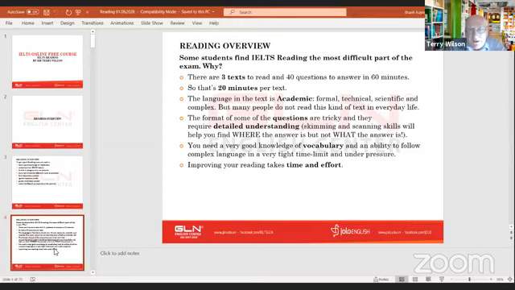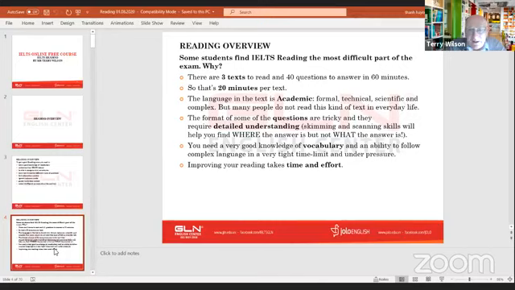The language in the text is academic, can be quite formal. Some of them are very technical and scientific, and at times they can be complex. Many students do not read this kind of text in their everyday life or studies. The format of some of the questions can be tricky, and they require detailed understanding.